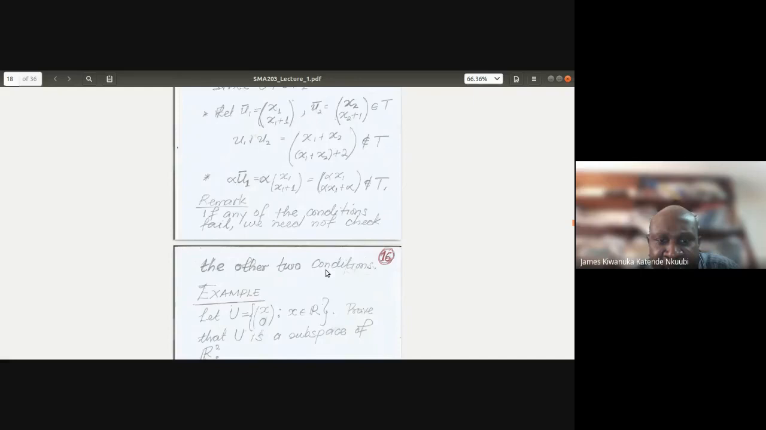So the remark follows here. It says if any of the conditions fail, we do not need to check the other two.